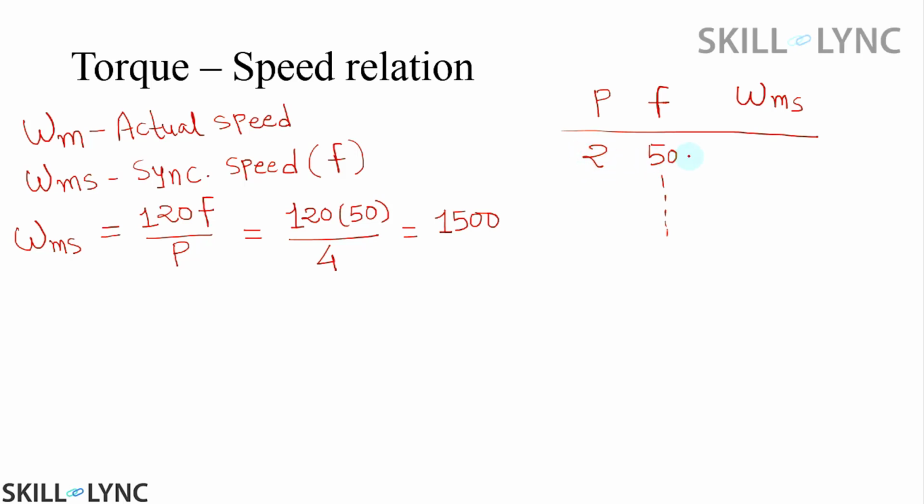So this is for 2 poles. What will be the value? This is going to be 3000 RPM. For 4 pole it is 1500, and for 6 pole it is going to be different. So you can understand that if you have a higher number of poles with the same frequency, the motor speed is going to be reduced. This is the fundamental understanding of the speed of an induction motor.